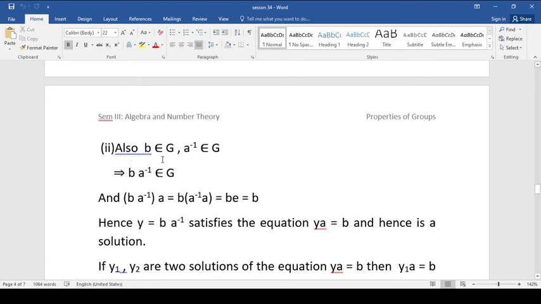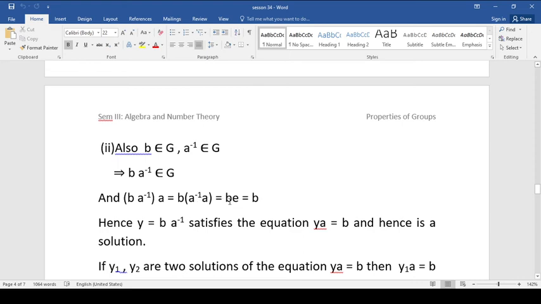Also B belongs to G and we have A inverse belongs to G. That means by using the closure law we can say that B into A inverse belongs to G. So here operate A from the right side. That means we have B into A inverse into A. By using the associative law we can club the terms A inverse into A, which is nothing but the identity element E.